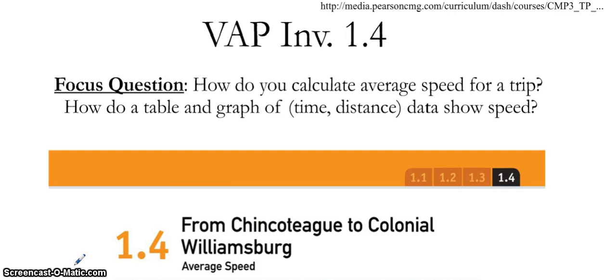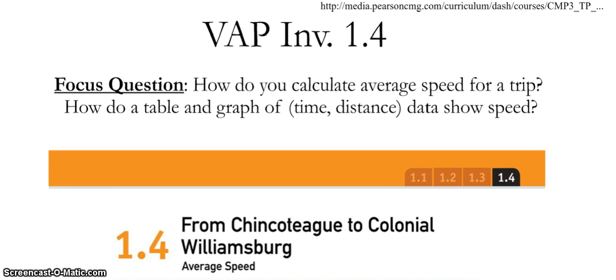All right, so today we are going to start talking about how to calculate average speed for a trip, and then how a table and graph of time and distance data show speed. So speed, in terms of miles per hour or kilometers per second or whatever, is just a matter of distance covered in a matter of time. It all boils down to the ratio of distance to a specific unit of time.